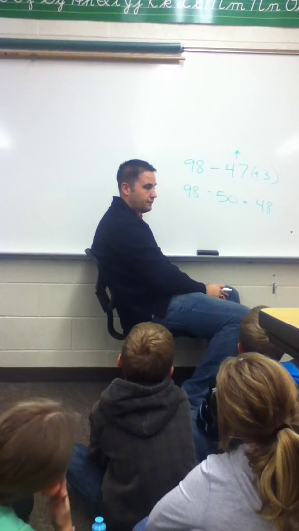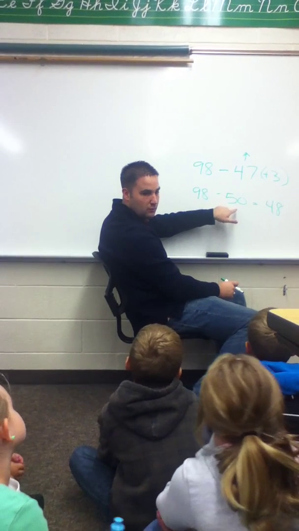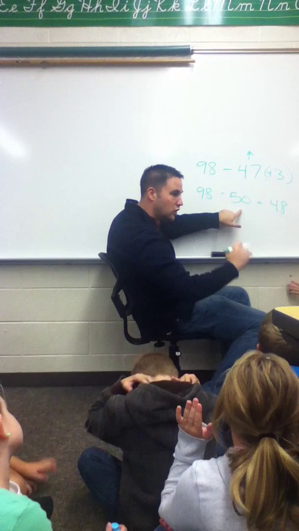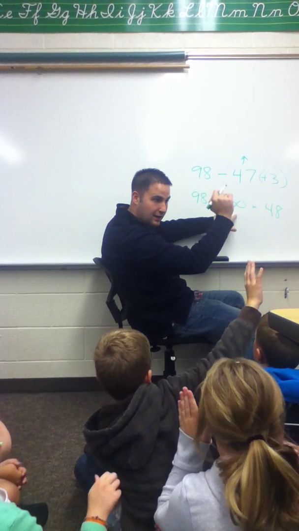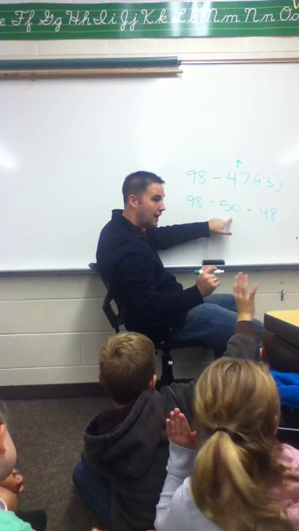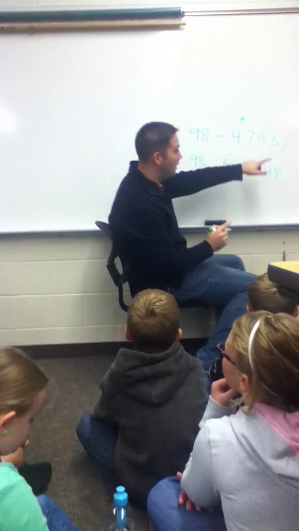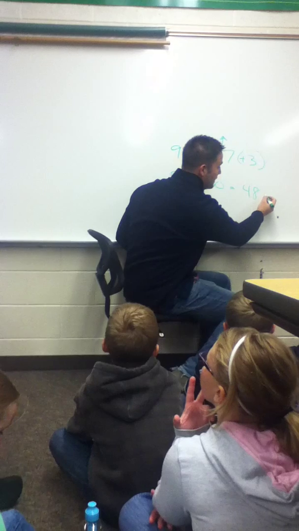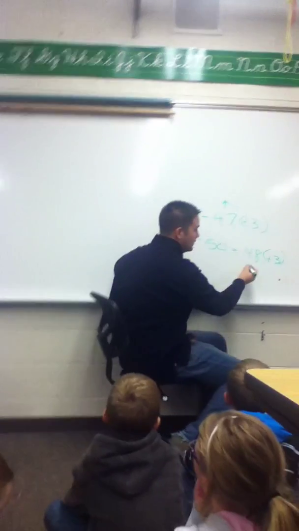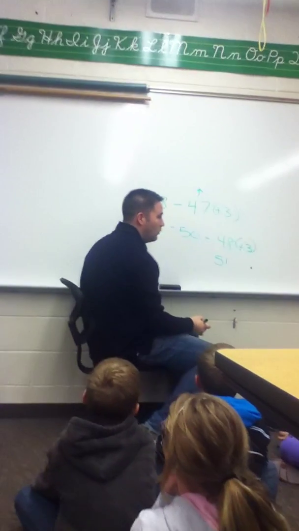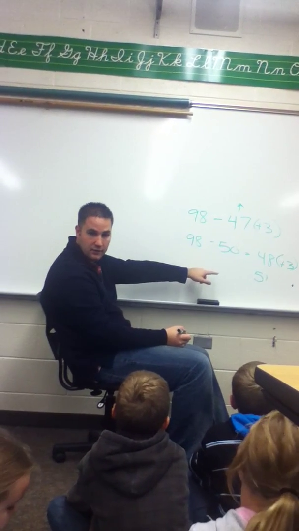Now let's think about this. I subtracted too much. I am too low. If I am too low, what do I have to do to get back to my answer, Mitch? I have to add. So this time, unlike yesterday, whatever I did to round, I also do to my answer. Okay? So this one, of course, would be 51. And if you were to do this the real way, you would get 51.